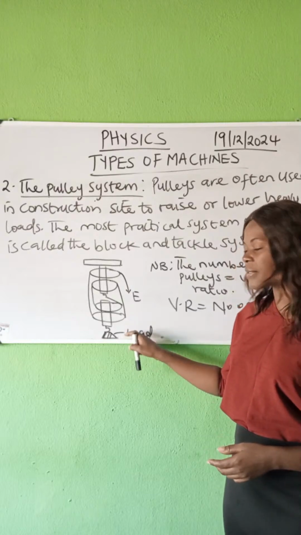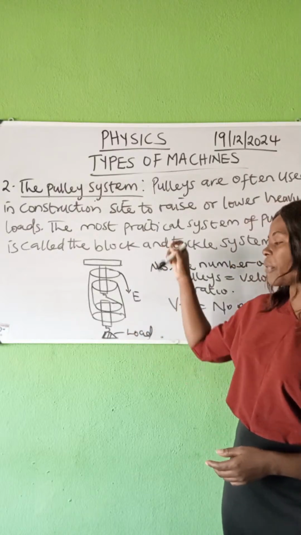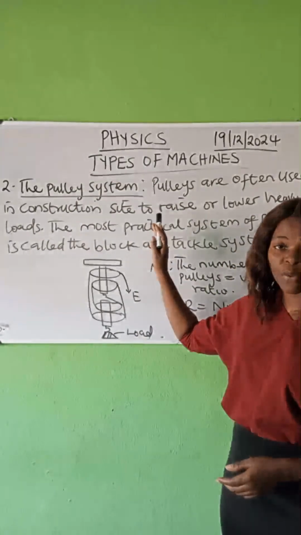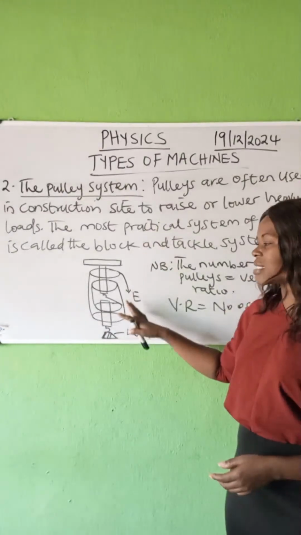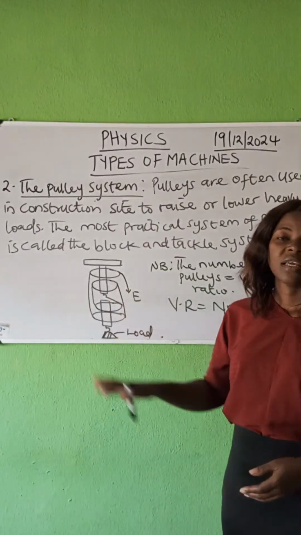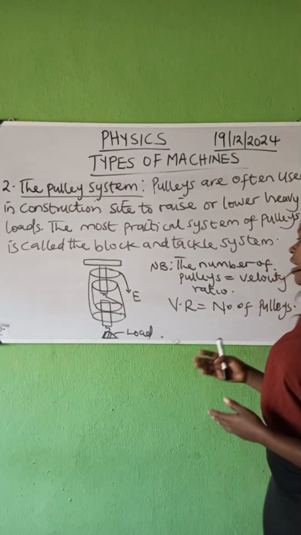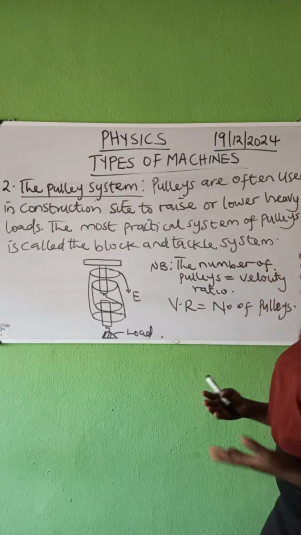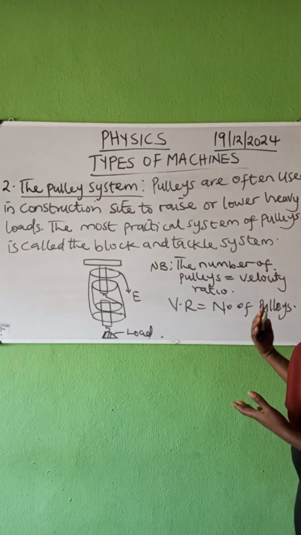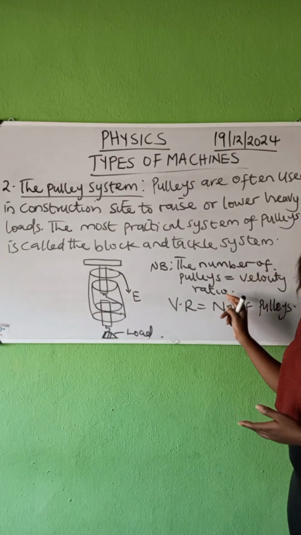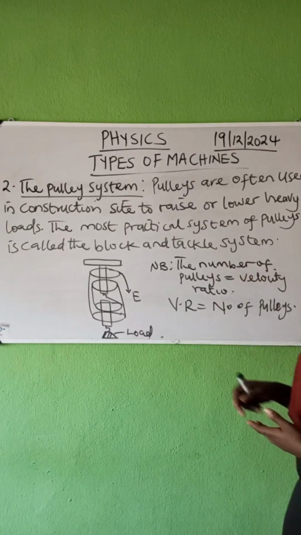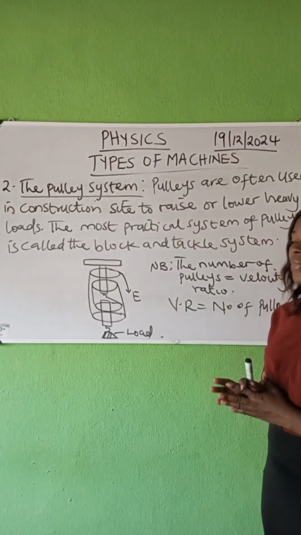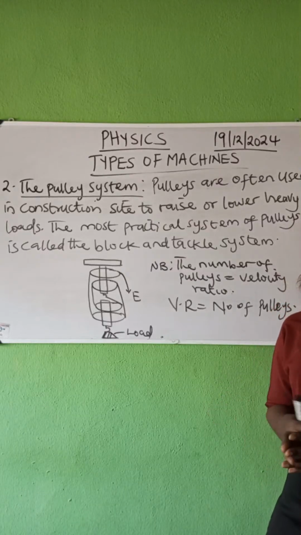If you want to carry this object up, you're going to put it here as a load, then carry it to wherever you want to take it to. Do you understand? So this is an illustration of a block and tackle system. Now, what does this have to do with us, working on machines? The relationship is that the number of pulleys is equal to the velocity ratio. For example, if you have the number of pulleys here, that automatically gives us the velocity ratio of this particular block and tackle system of pulleys.